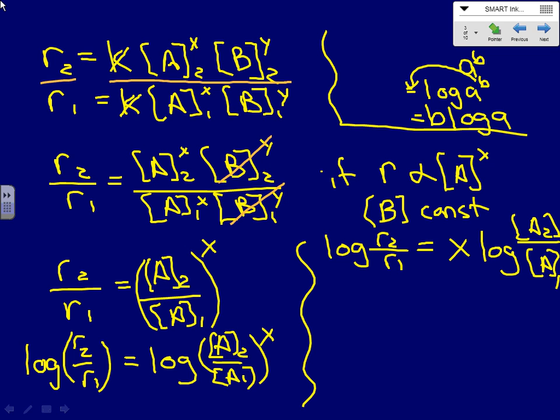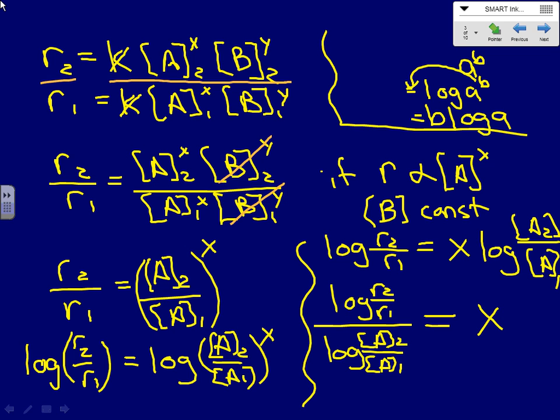And what that means in the end is log R2 divided by R1. And if I divide this whole term, bring it underneath, over the log of A2 over A1, that is equal to x. All right? That's another way of doing curve straightening.